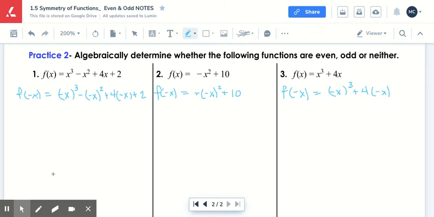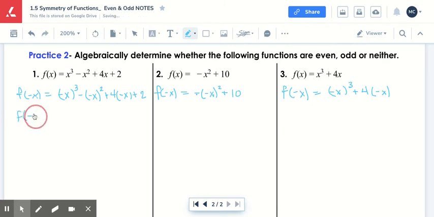All right, welcome back. So when you make those replacements and you put in negative x in place of all of the x's, you should have put each of those negative x's in its own little set of parentheses for each of the three equations. And then you have to go about simplifying each of them.